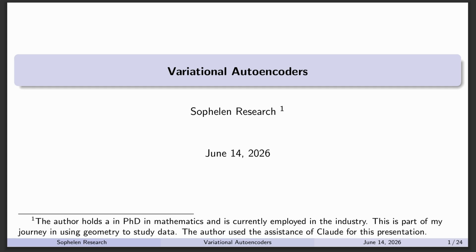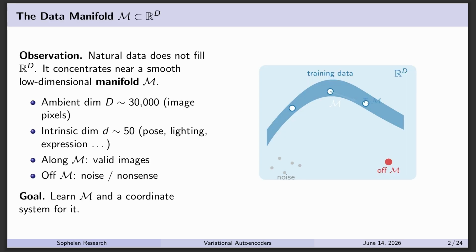Today we will talk about variational autoencoders. It is a technique that we use in data to compress high dimensional data to a much smaller dimensional data. A very cool application of variational autoencoders is in image compression.